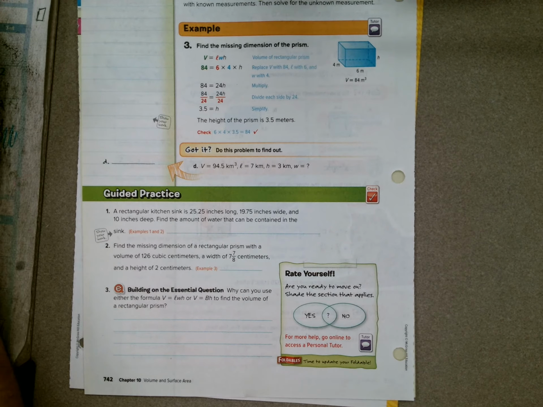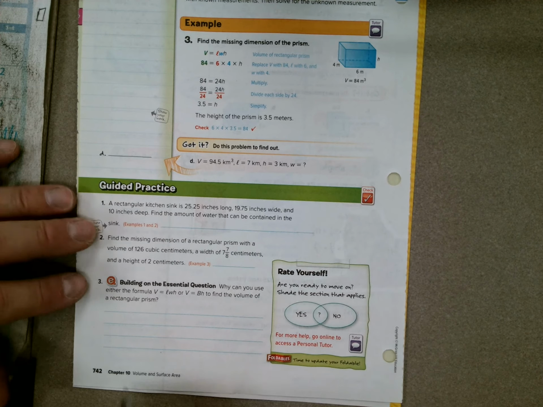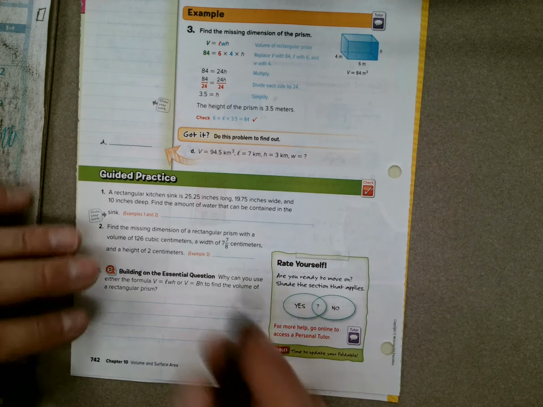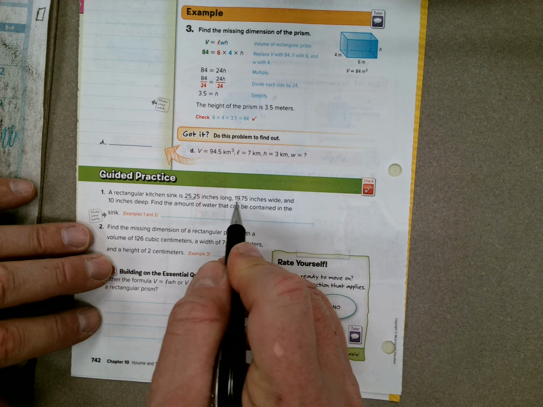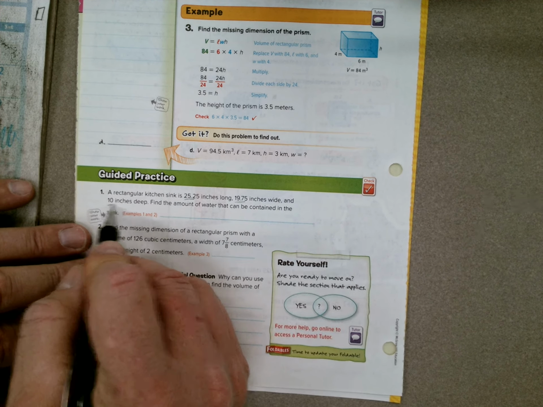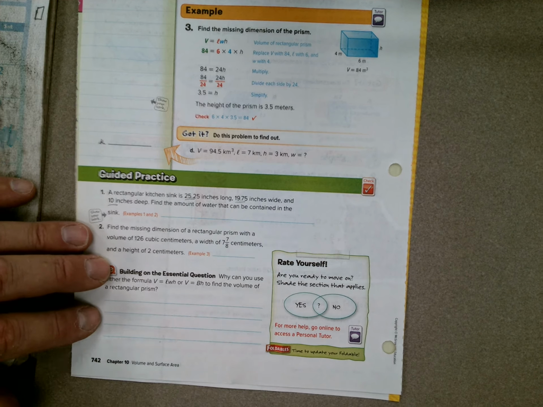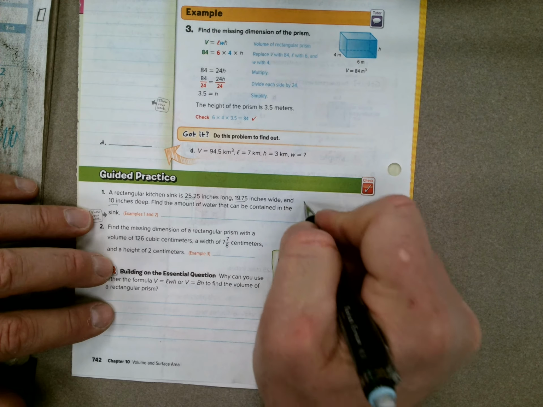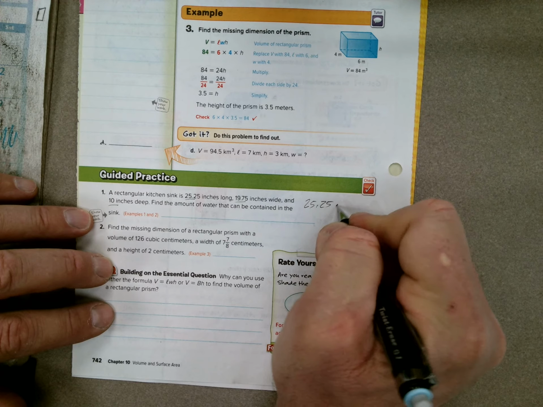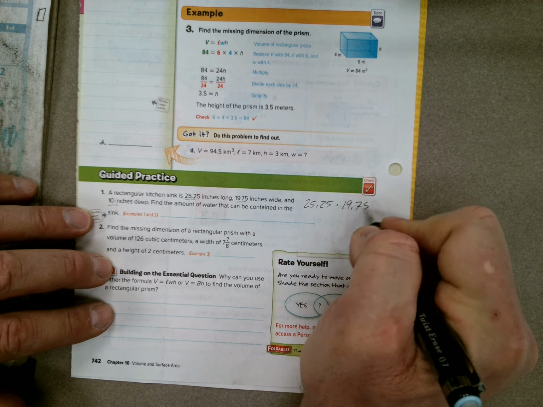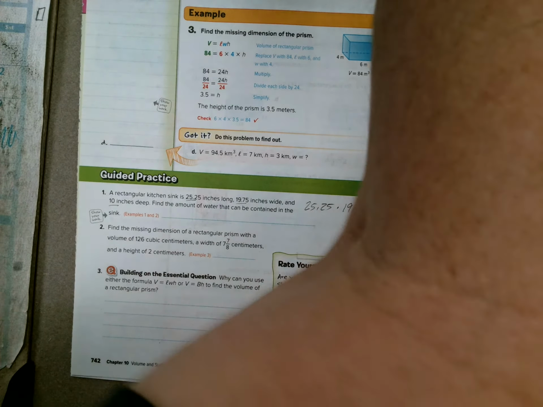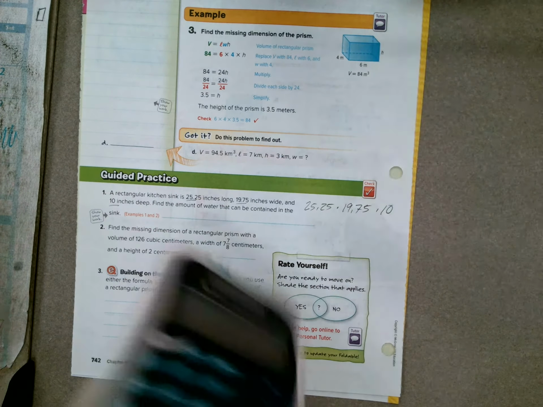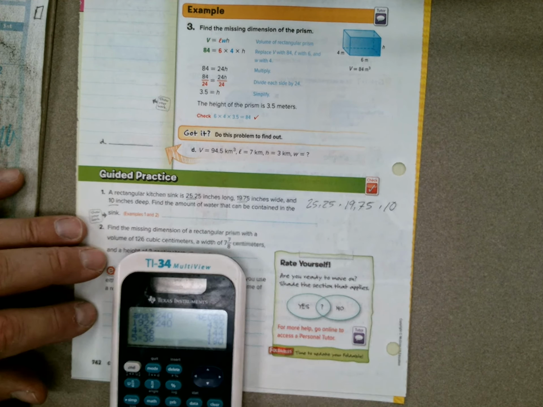We're going to get into this guided practice right now. Here we go. We're on page 742. A rectangular kitchen has a length of this, a width of this, and a height or depth of this. Find the amount of water. So volume equals length times width times height. If we take our handy dandy calculator, I like this one over here, and just plug that in.